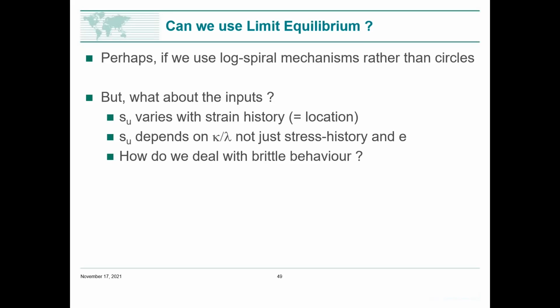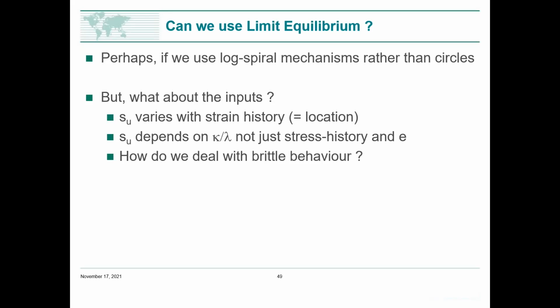But we're going down this limit equilibrium road. We've got some questions. What are the inputs? SU varies with strain history, equals location and slope. It's not a uniform number. SU depends on kappa over lambda ratio, not just stress history and E. There are things, for example, in the Olsen plot, which is very scattered, kappa over lambda is the cause of the scatter, but none of us are measuring that in our case histories, and we need to dial that in.